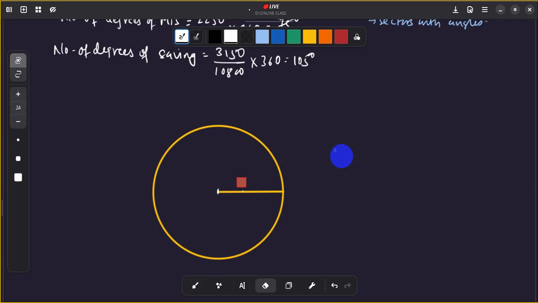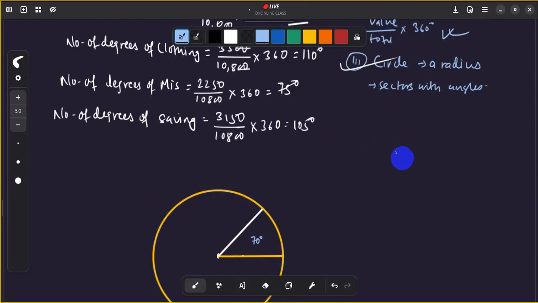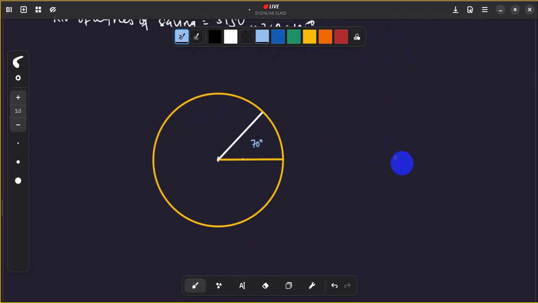Okay, we'll construct the angle like this. So this one is 70 degrees. This is 70. Now, what is the second? What is the angle of the second item? It is 110, right? It is 110 degrees.